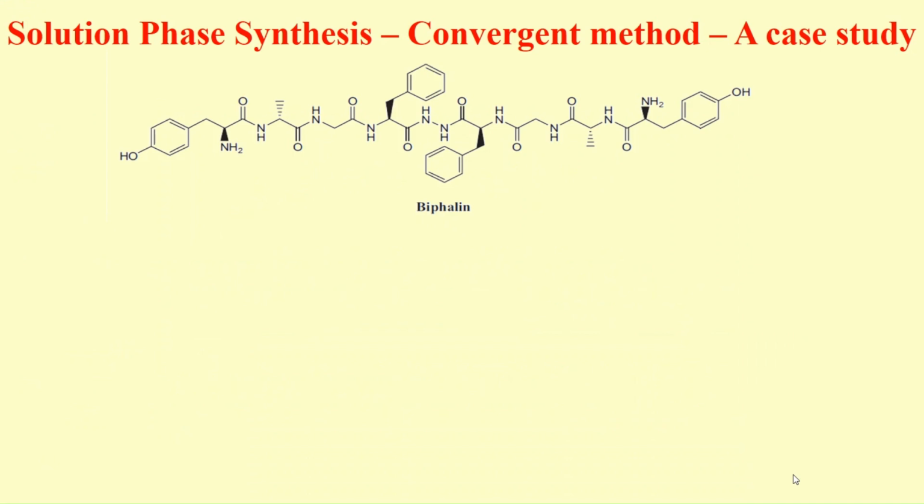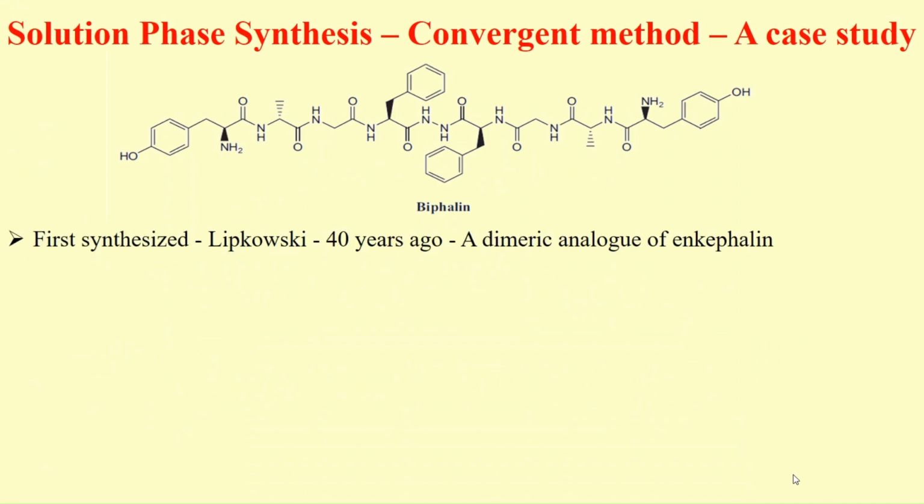Biphalin is a tetrapeptide which is dimeric in nature. This was first synthesized by Lipkowski 40 years ago. This is an enkephalin analog, a dimeric analog of enkephalin. Enkephalins, as we know, are the natural ligands for opioid receptors, which has very good usage as analgesic agents.